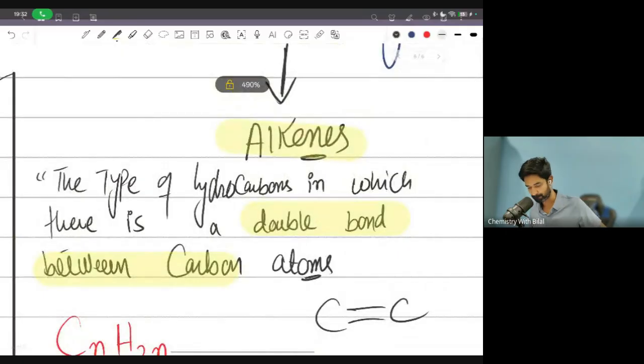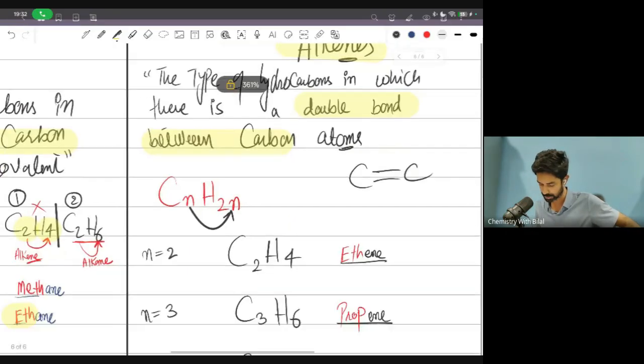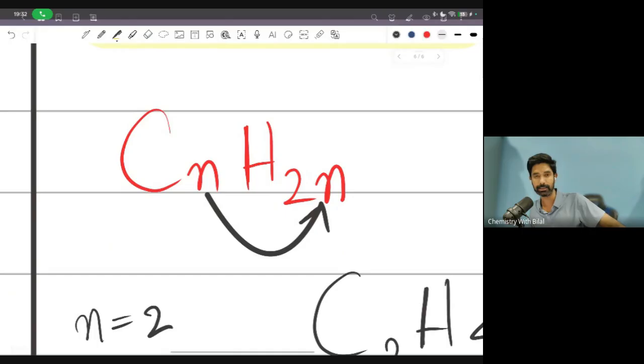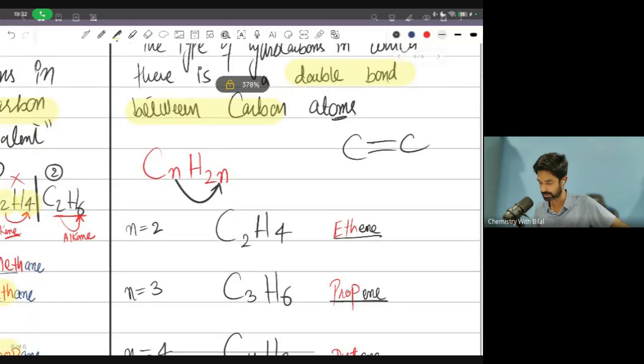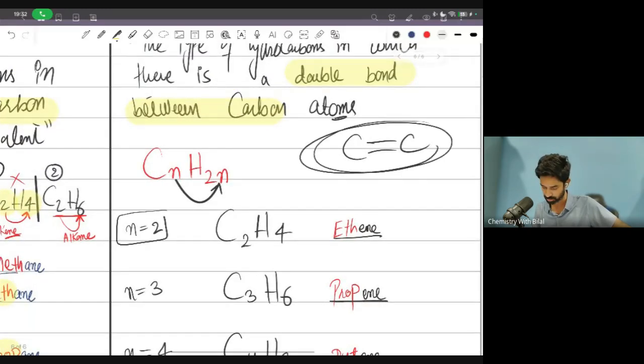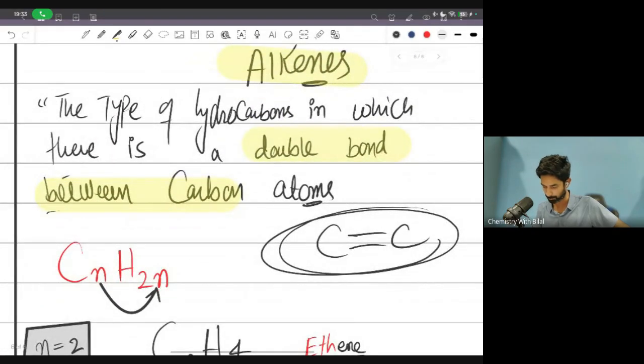What is alkene? Alkene is a hydrocarbon that has a double bond between carbon atoms. Its general formula is exactly 1:2. No matter how many carbons you have, hydrogens are exactly double. N and 2N: CnH2n. But the good thing here is that its N value starts with 2. N cannot be 0 here because the condition is that there has to be a double bond between carbon atoms. Between carbons means there has to be at least 2 carbons to have a double bond.